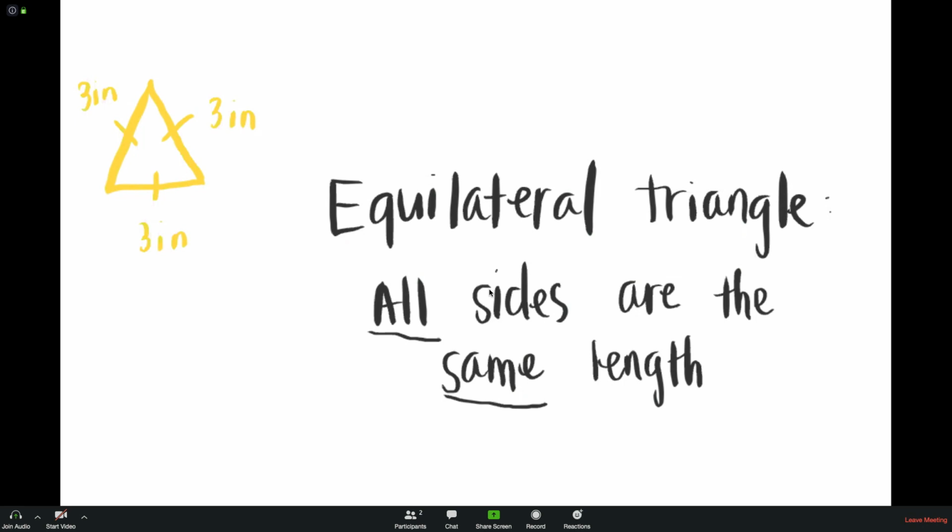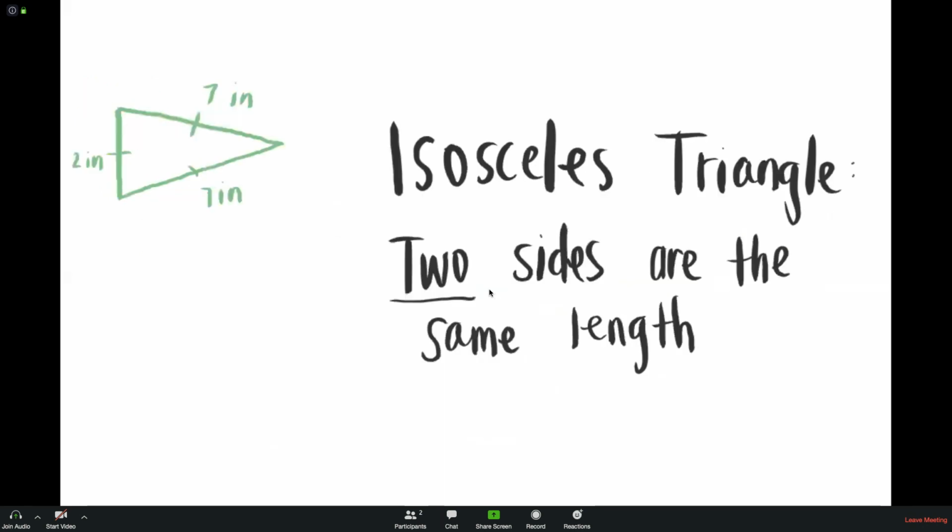Now, when a triangle has only 2 sides that are the same length, it's called an isosceles triangle. So if you notice this triangle, okay, not all the sides are the same. Only 2 in this triangle are the same. So this is 7 and this is 7. That means that these 2 sides are the same, but if you notice this one on the side, it's 2 inches, so this one is not the same as here. So since only 2 sides are the same length, this would be considered an isosceles triangle.